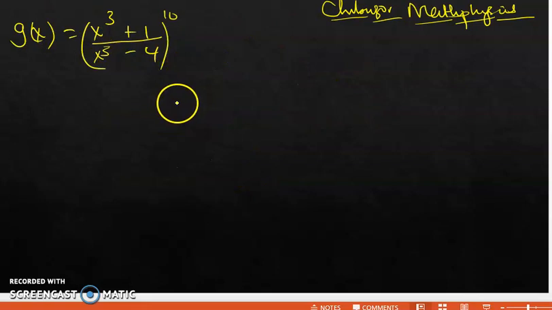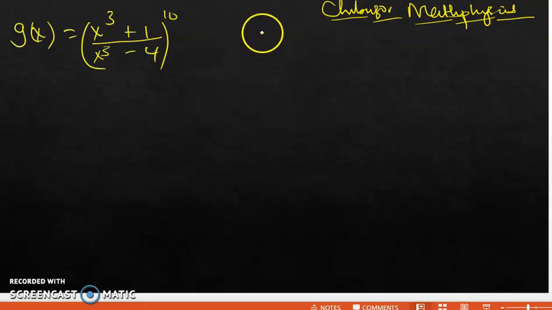In this second question, we are simply asked to find g prime of x, given that g of x is x cubed plus 1 divided by x cubed minus 4, and all this is raised to 10. You can refer to my previous videos on quotient rule. You can see this video. In this question, we've got problems that involve division, so you are going to apply quotient rule.